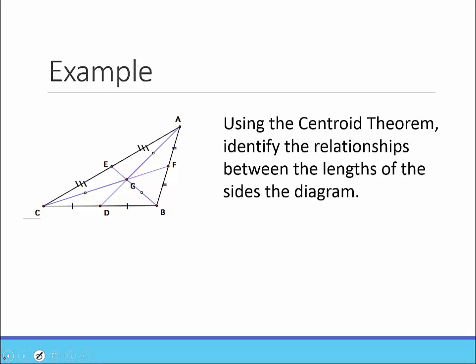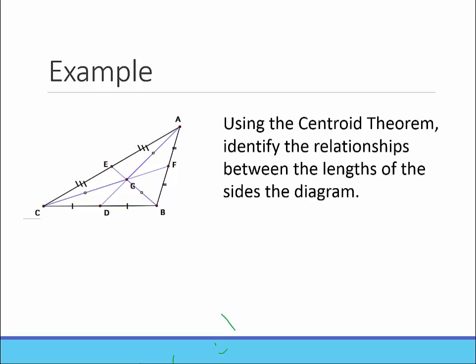So the first thing you want to check is whether this is the centroid. Remember, by definition, the centroid has to go from the midpoint to the vertex of the opposite side. If we look here, D is the midpoint, represented by those lines, and it connects to the opposite side. F is the midpoint of AB, again represented by the slashes, and it's connected here. And then E is the midpoint of AC, again represented by this, and it's connected to the opposite side. So because this point G here is the centroid, then we can use the centroid theorem.